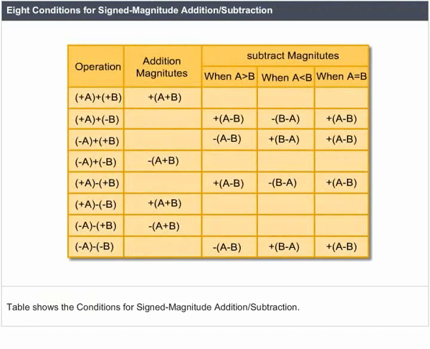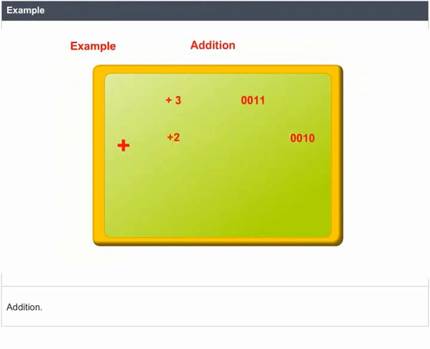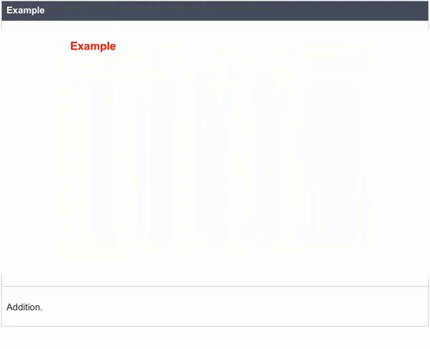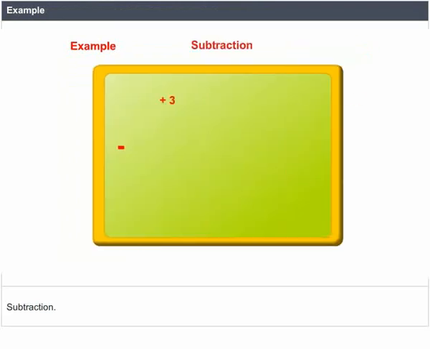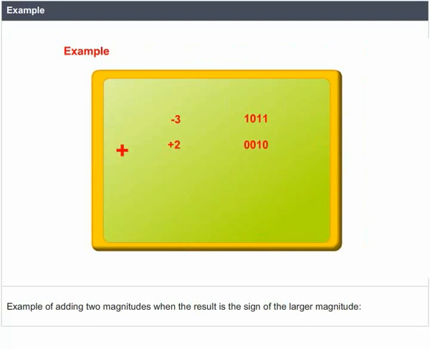8 conditions for signed magnitude addition and subtraction. The table shows the conditions for signed magnitude addition and subtraction. Example: addition, subtraction. Example of adding two magnitudes when the result takes the sign of the larger magnitude.